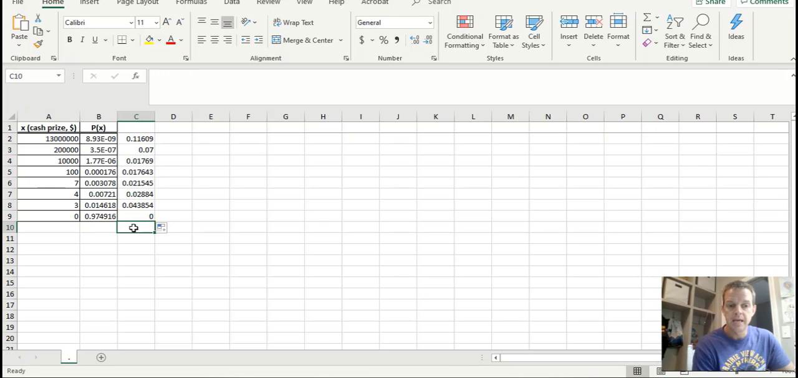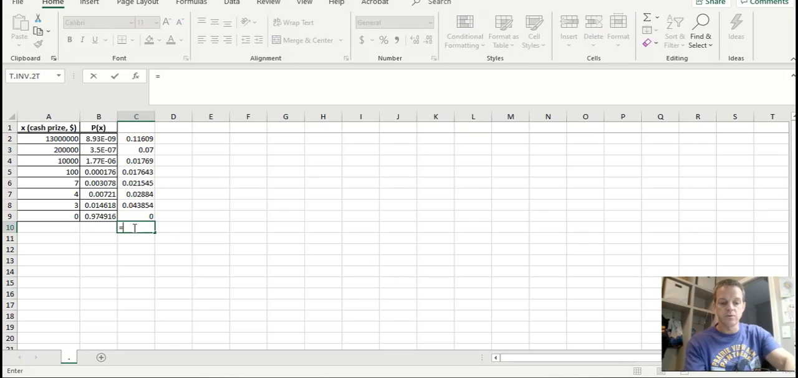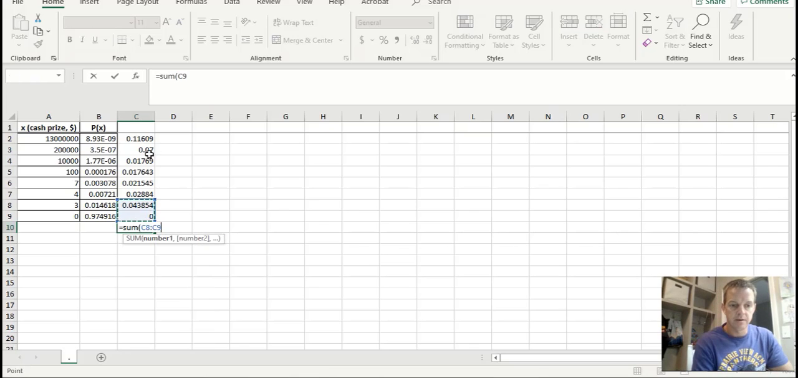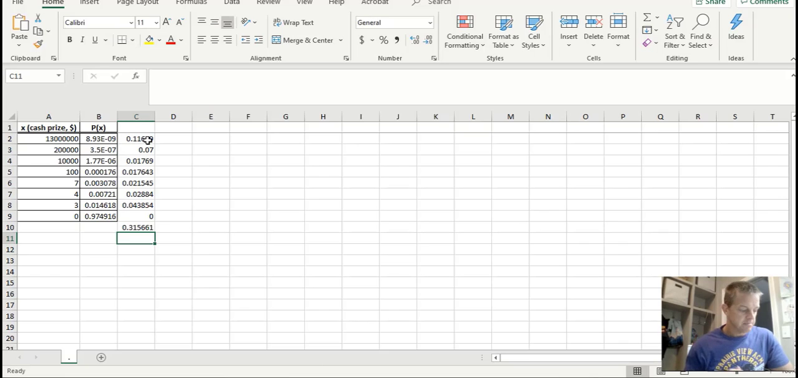And if we go back and review what expected value or the mean of distribution like this is, you just take the sum of those products. So I'm going to type the words equals sum, and then I highlight the columns above it. There's one way to do it with my mouse. And then close parentheses and press enter. So my expected value is 0.315.